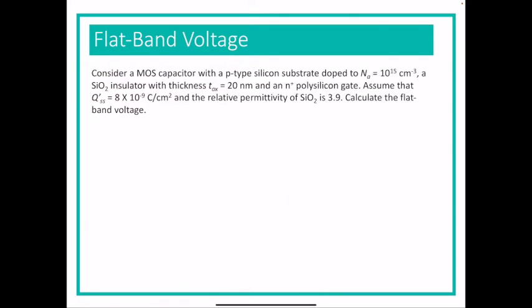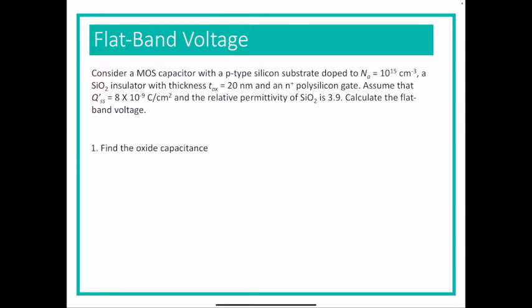If we have a MOS capacitor with a p-type silicon substrate, and it has an acceptor concentration of 10 to the 15, silicon dioxide as the insulator with a thickness of 20 nanometers, and we have an N plus polysilicon gate. And then we are making an assumption about the charge stored in the oxide, but we do know the relative permittivity of that. So we're going to find the flat band voltage.